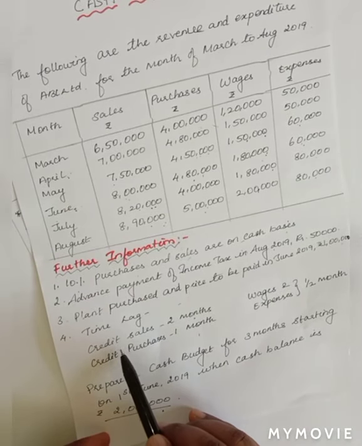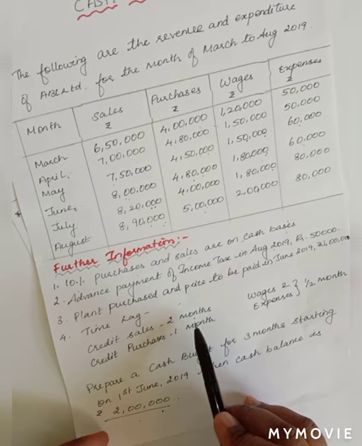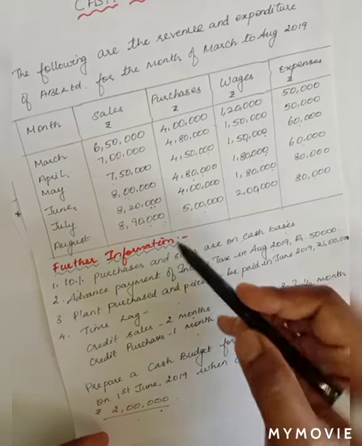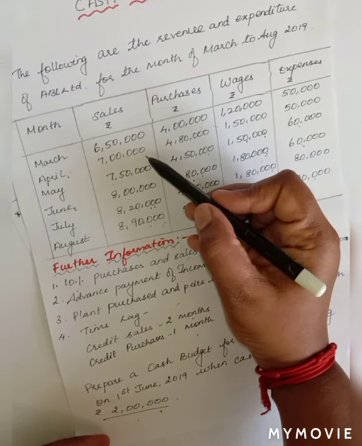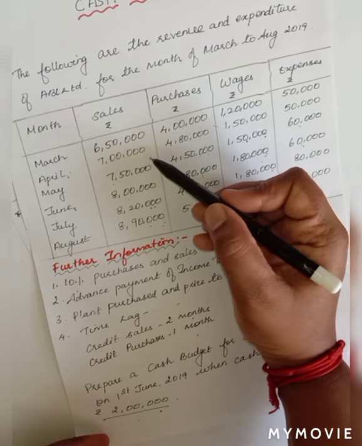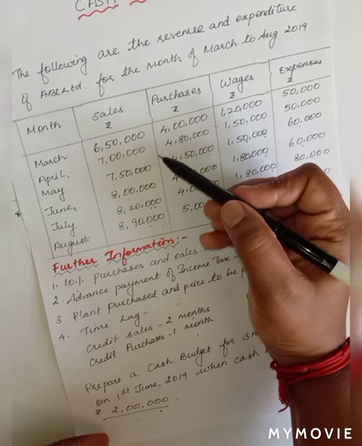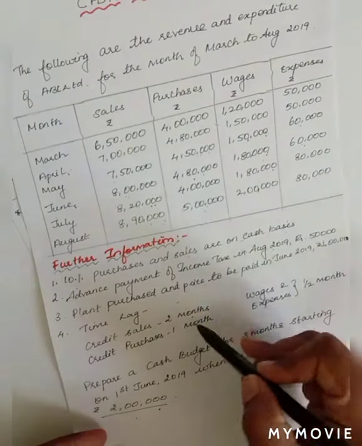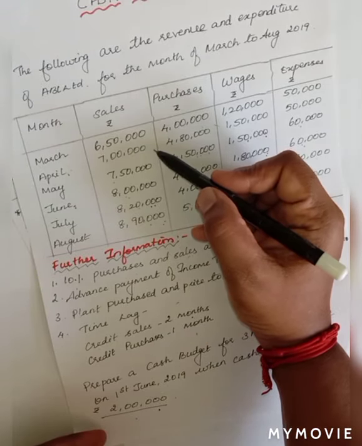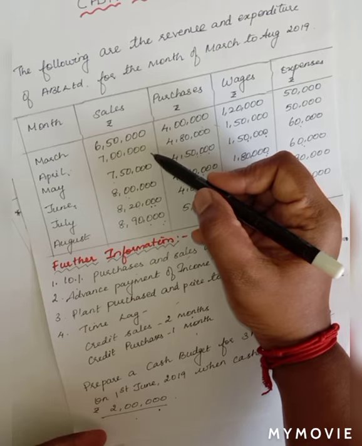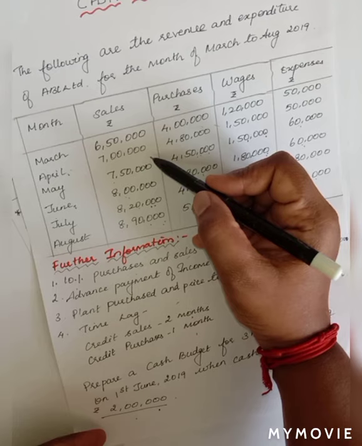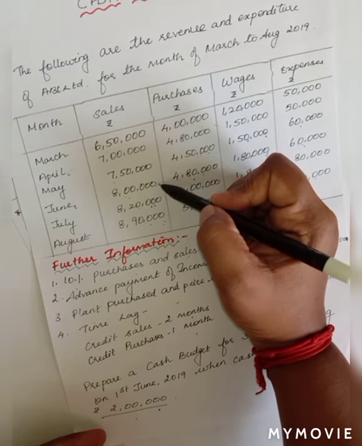Okay, what has been told? Credit sales, 2 months period, which means that if you have sold in April 7 lakhs, 10% of it will be received in April itself, and the balance of 6,30,000 will be received after 2 months, which means in June.